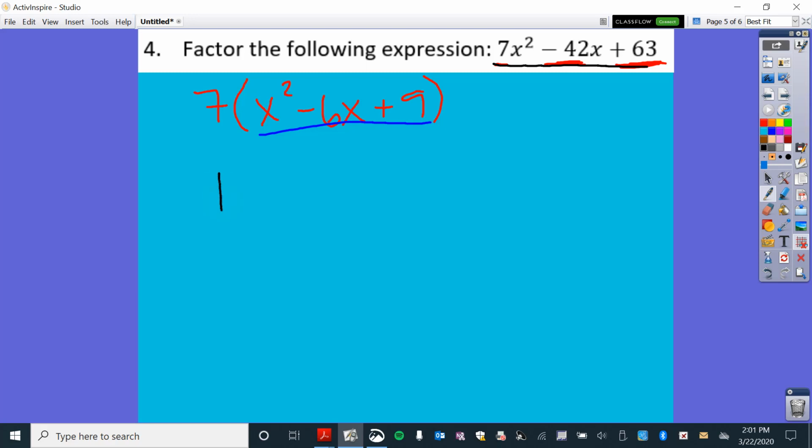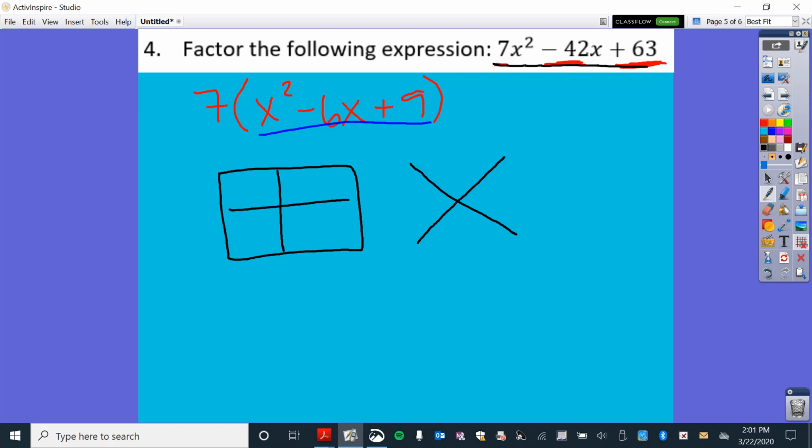Okay, so we're going to now solve with our x in our box. So now we're using this expression here. Okay, so we're going to fill in our box first. So our first term is x squared, and your last term is 9. Okay, so we're just kind of disregarding this 7 right now. We're not using it. So then we're going to go to our x, and we're going to say, okay, first times last, so 9 times x squared goes on top, so 9x squared. And our middle term, which is negative 6x, goes on bottom.